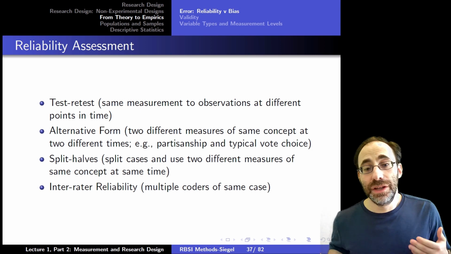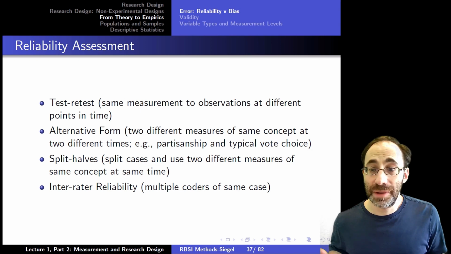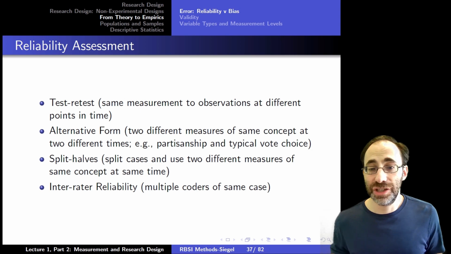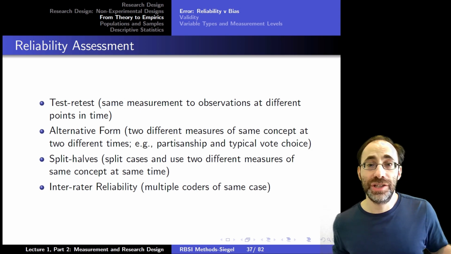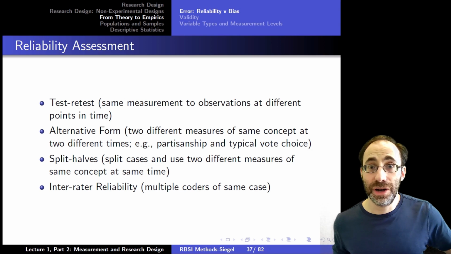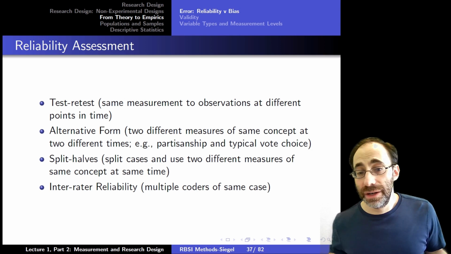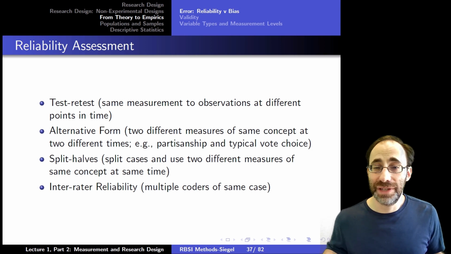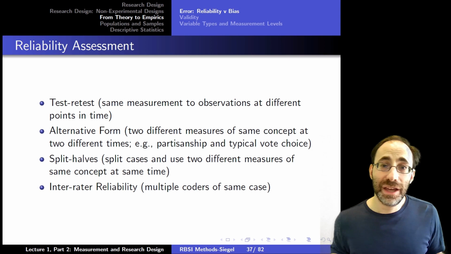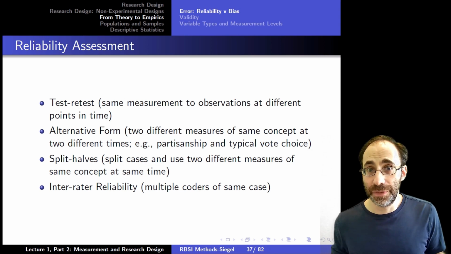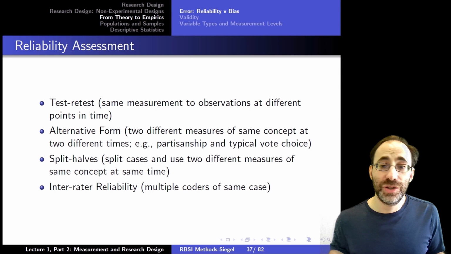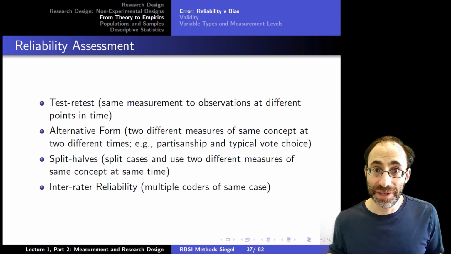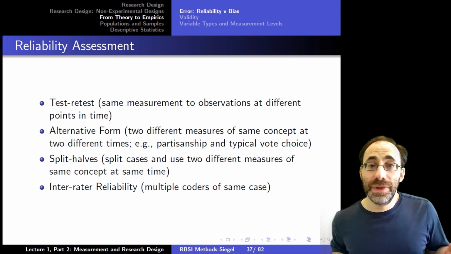Alternative form. You can take 2 different measures of the same concept at 2 different times and see if they agree, right? So if you want to claim that a population is high in partisanship, which you measured by some question asking them about partisanship, you could ask them later about their typical vote choice. And that also should display the same type of behavior as the partisanship question if you reliably have a good measure of the partisanship of the population, because partisanship should lead to sort of constant vote choice associated with your partisan preference.